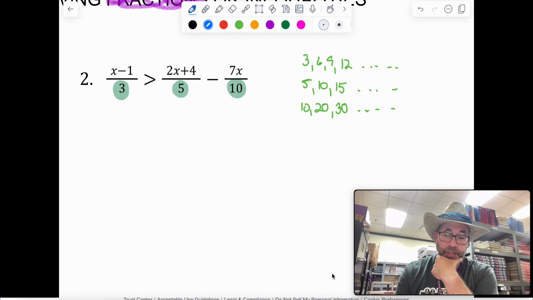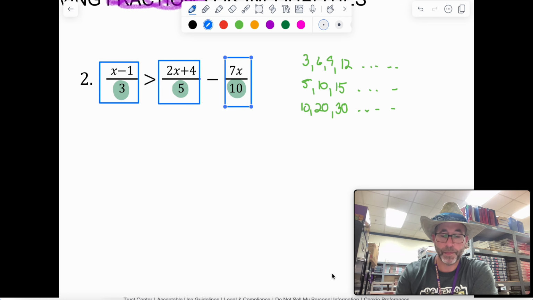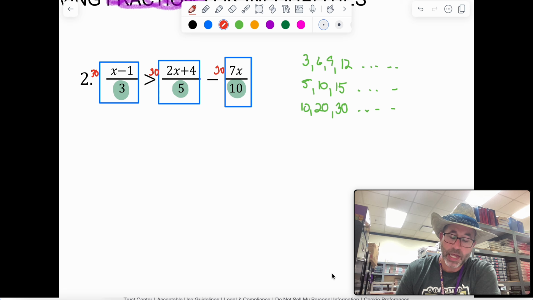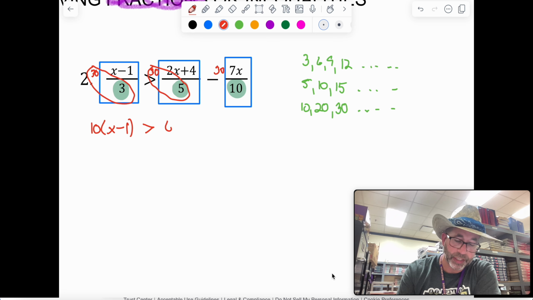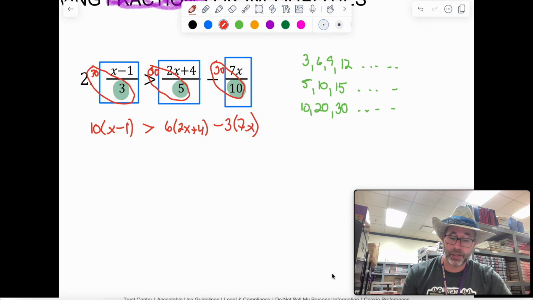So what we're going to do now is look at each individual term. These are the 3 terms that are going on here. And we're going to multiply each one of those by 30. So I'm going to throw a 30 on here, a 30 on here, a 30 on here. That means now we've got 30 divided by 3, which is 10, and you've still got that quantity, x minus 1. We've got greater than 30 divided by 5, which is 6, and then 2x plus 4. And then 30 divided by 10, which is 3, and then times 7x. There you go. The fractions now are officially gone. We can just go ahead and solve like normal here.